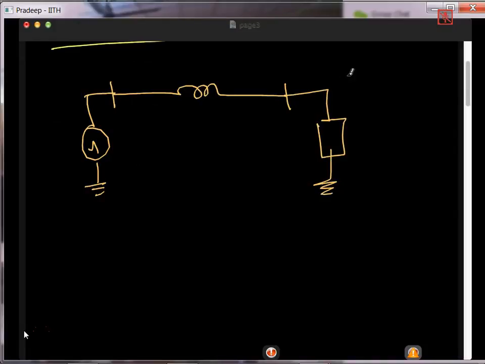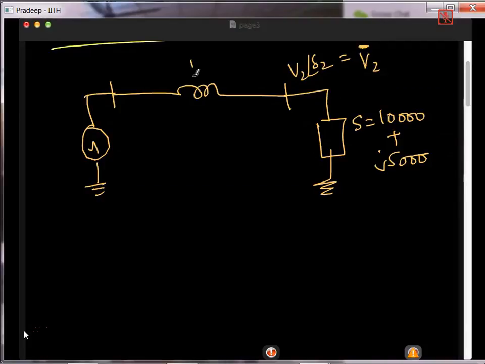So here I have S equal to 10,000 plus J5,000, and this is V2 angle delta 2. So let's call this V2 bar. So this is a complex number. So this is J5 and this is V1 angle delta 1. So this is nothing but 1000.